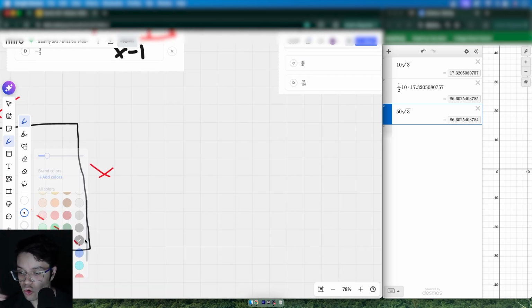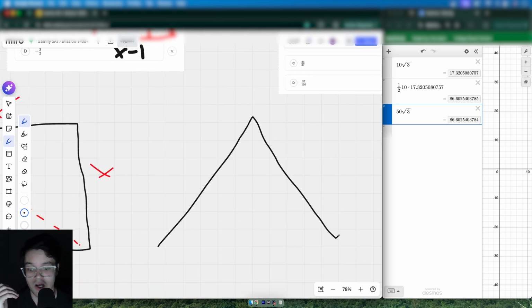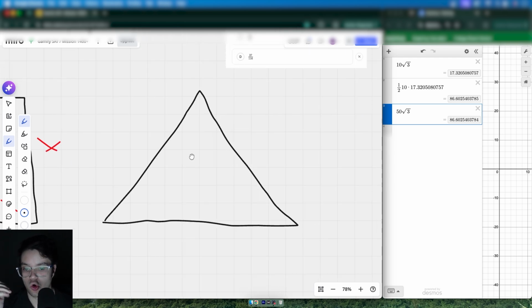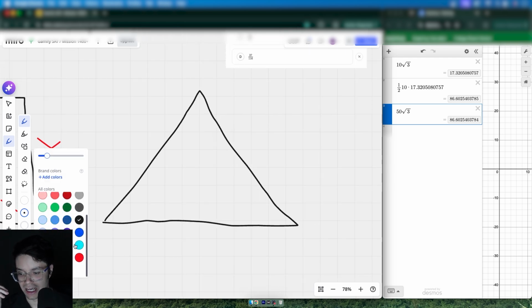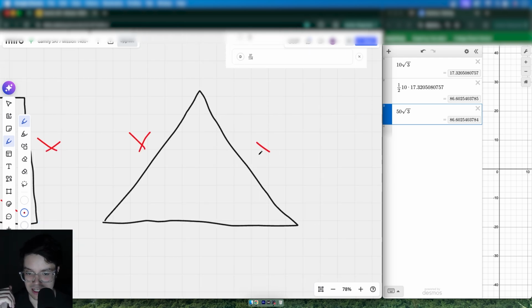Likewise, you can have an equilateral triangle, which I'm not covering in this video, but it's when you have a triangle where all the sides are the exact same, kind of like a square. So this was x, and this is x, and this is x.